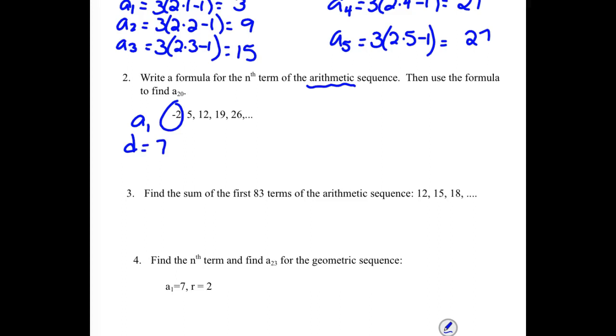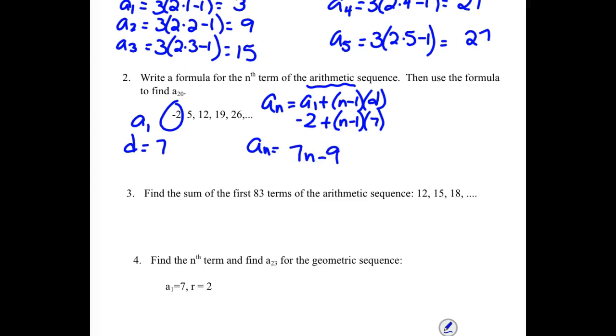All right, so our rule would be first term plus n minus 1 times our common difference. We said the first term was negative 2, and our common difference was 7. What do we get if we simplify that? Distributing the 7, we get 7n minus 7 plus the other negative 2 would be negative 9.